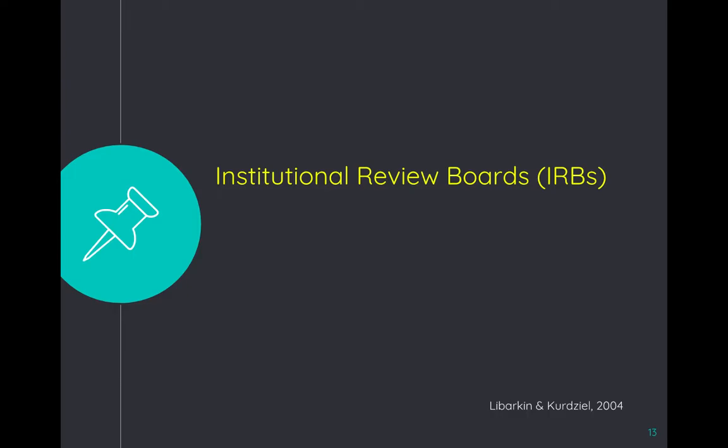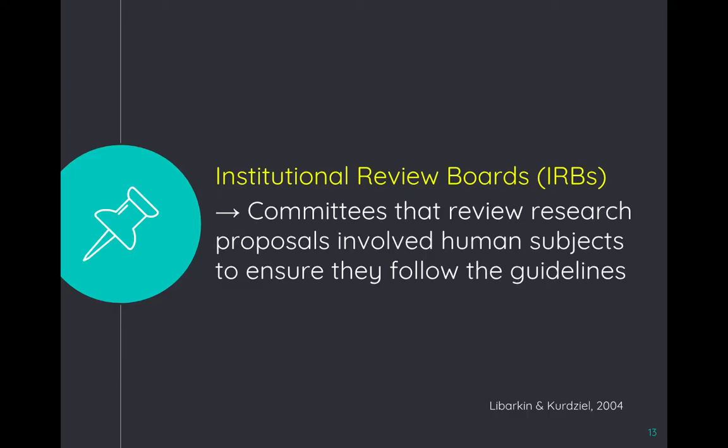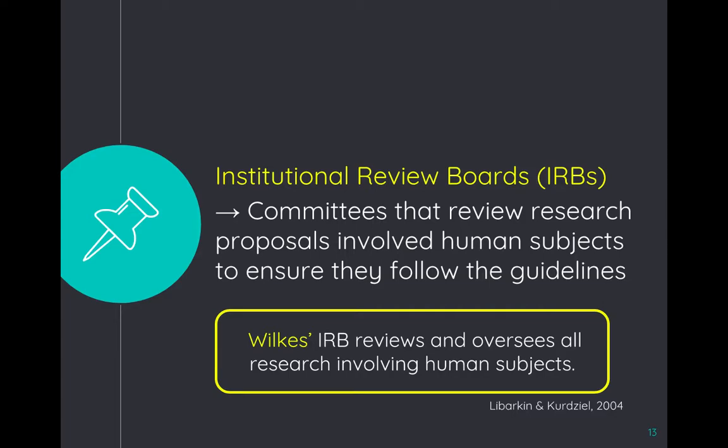Just briefly about institutional review boards. These are committees that review research proposals that involve human subjects, and again, to ensure that they follow guidelines to make sure that the subjects are being protected, that there's not been some sort of bias in the selection, that it is not going to do harm to the subjects, and that they are voluntary, that they have given their consent. Wilkes University also has an IRB, and like other IRBs, they review and oversee all the research involving human subjects. So this is part of the process that we would go through in order to do our research.